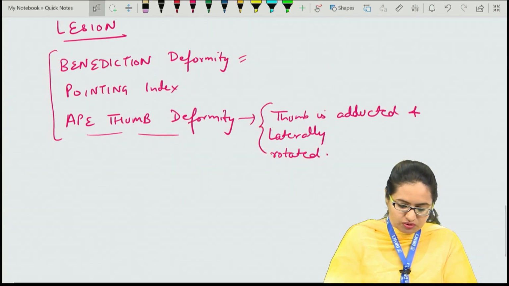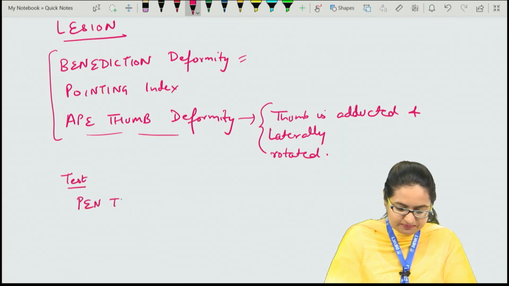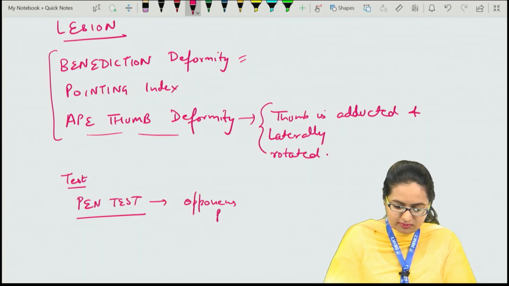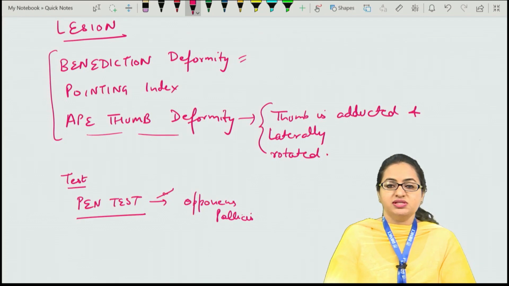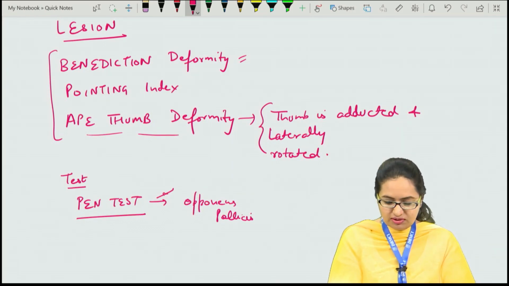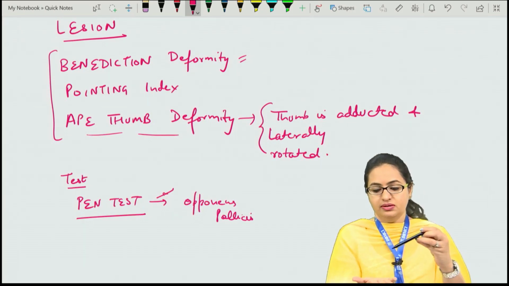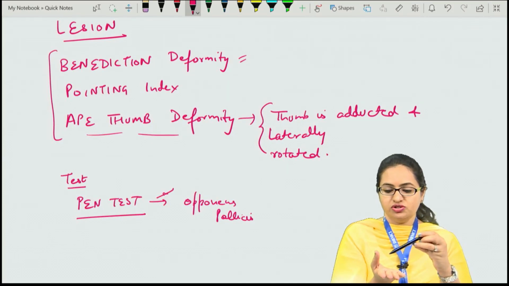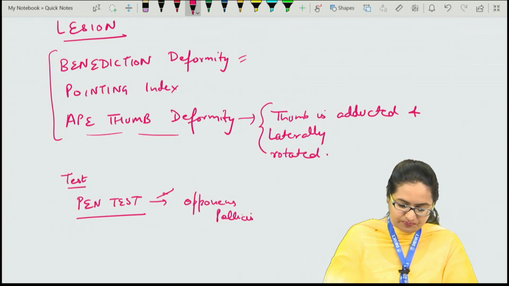Now the test used for the median nerve is the pen test, and this is actually testing the opponens pollicis, or we can also say the abduction. It is basically checking the abductor or opponens pollicis. You put the pen over here and ask the patient to touch the pen. If the patient is able to touch the pen like this, the nerve is intact.